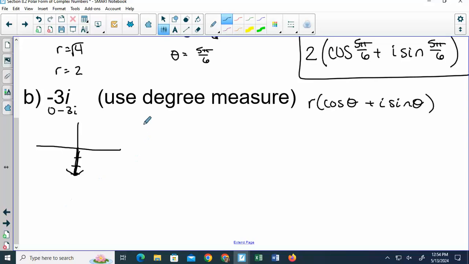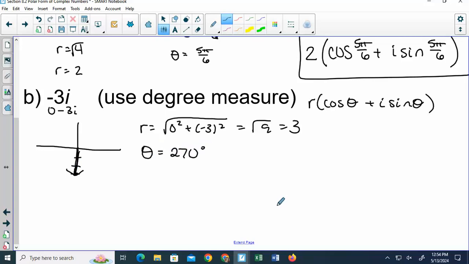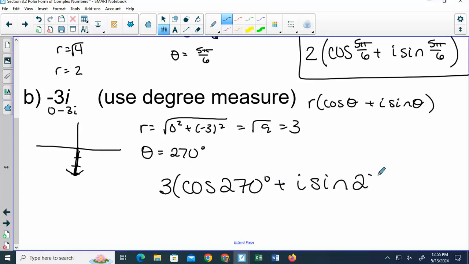So 0 degrees, 270? Yep, r is the square root of x squared plus y squared. So square root of 9, or 3. Our angle, we can see here, it lies on the axis. That is 270 degrees. So it's r cosine of theta plus i sine of theta.